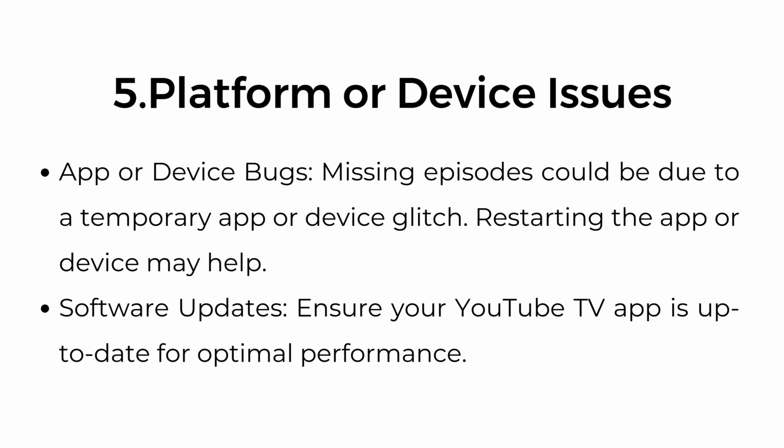Number 5, platform or device issues. App or device bugs. Missing episodes could be due to a temporary app or device glitch. Restarting the app or device may help. Software updates. Ensure your YouTube TV app is up to date for optimal performance.